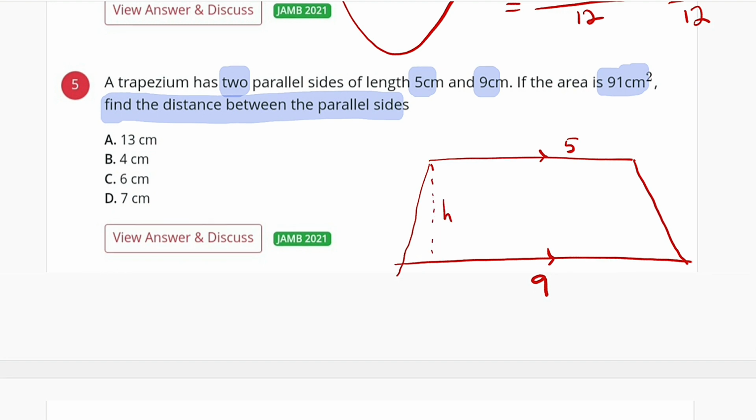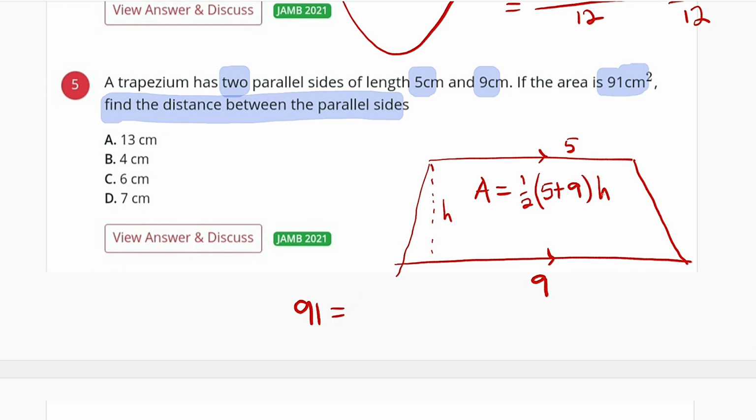And remember that the area of the trapezium is equal to half the sum of the two parallel sides. We used to call them a and b, but this time around we have 5 and 9. Then we multiply by the height. So the area is given, which is 91. And this is equal to half of 5 plus 9.